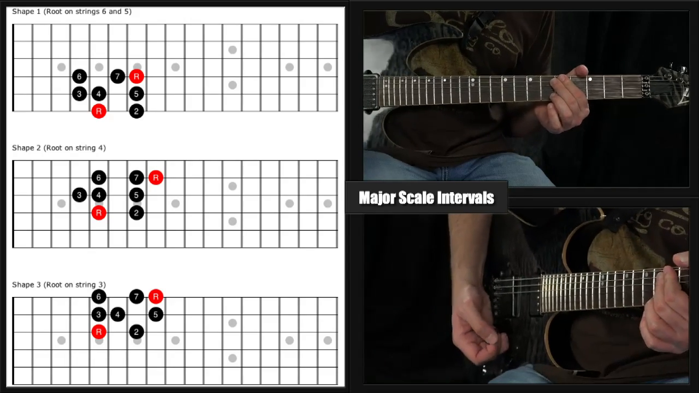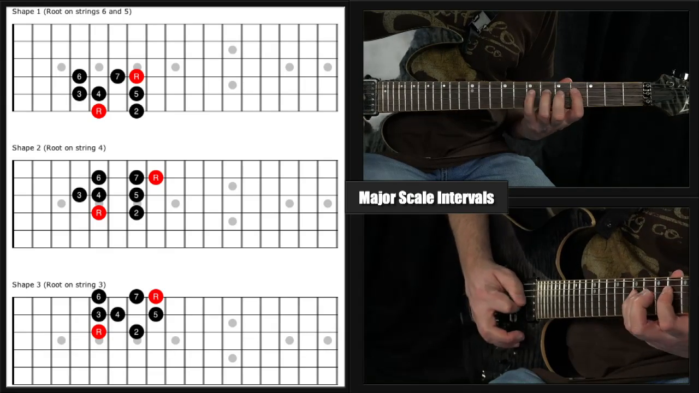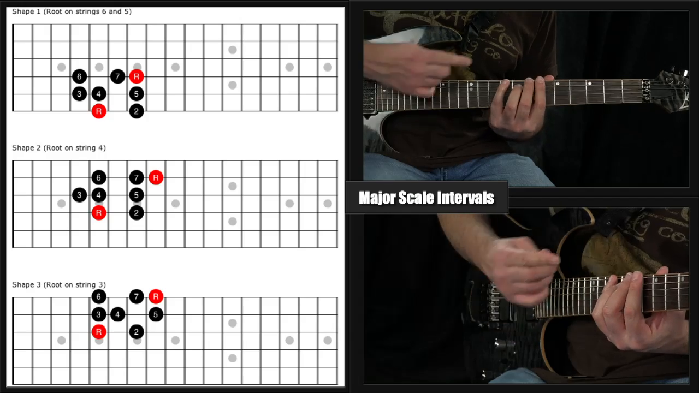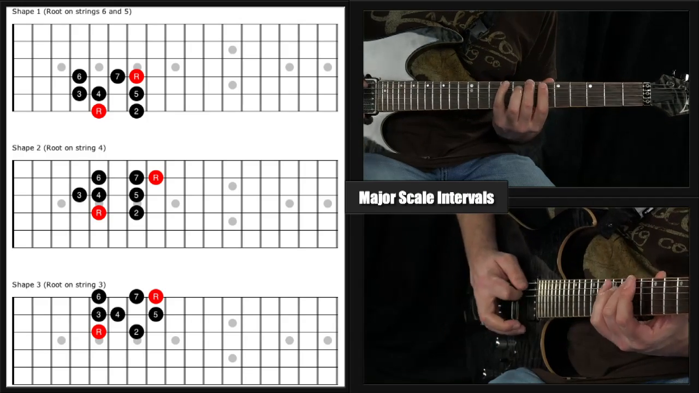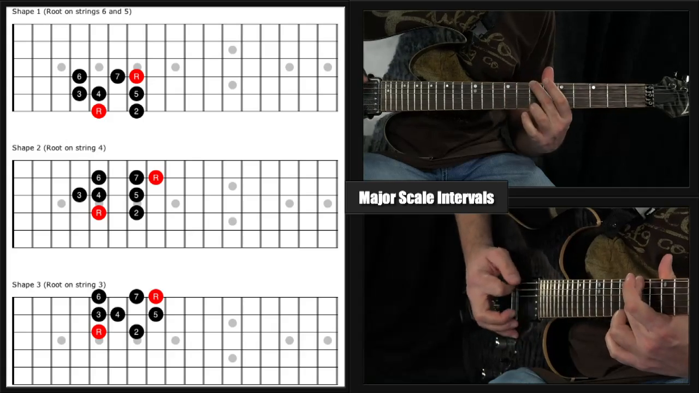Okay, makes sense? So that diagram is movable, so I can start on the 7th fret as long as I use the same exact shape. It's going to give me these intervals, this time for the 7th fret.